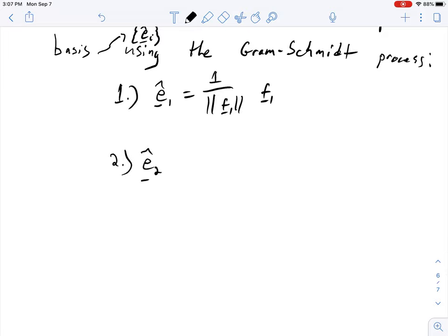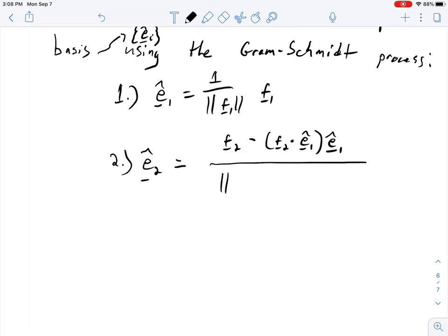e_2 is equal to f_2 minus f_2 dot e_1 times e_1, all over the norm of that. And we know that that's not zero because the f's are a basis, so this top part isn't zero, so its norm isn't zero, so this is a well-defined process.